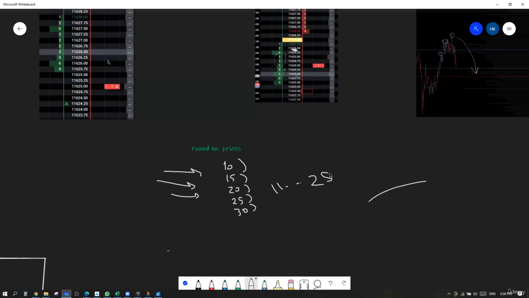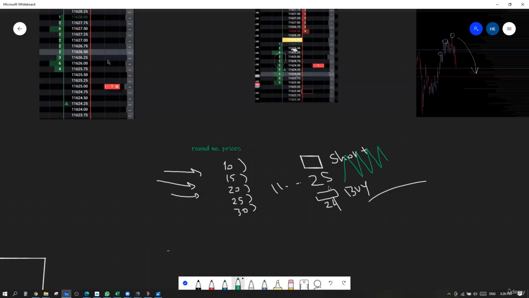The best price to buy around this round number is below it, let's say 24. And the best place to short around a round number is 26. So always above the round number, we can take the best short entry, and below the round number, let's say 24, we can take the best buy entry. Why? Because we are expecting the market to act like this around the round number.